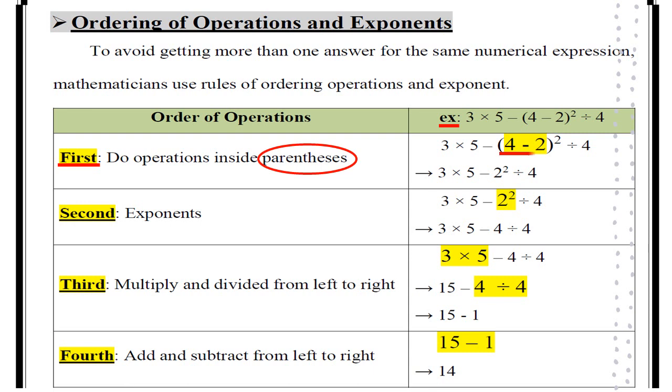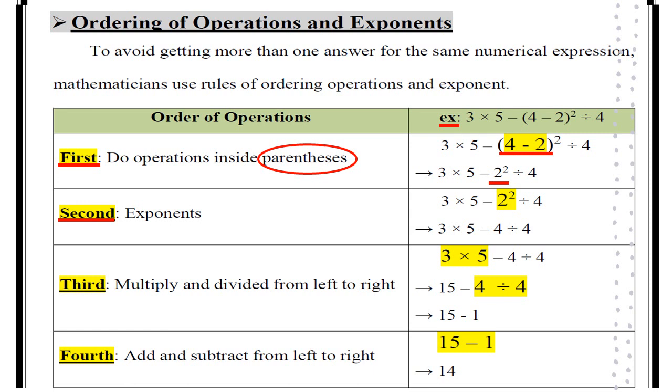So I will solve 4 minus 2 first. So it will be 3 times 5 minus 2 to the power 2, as 4 minus 2 equals 2. So 2 to the power 2 divided by 4.